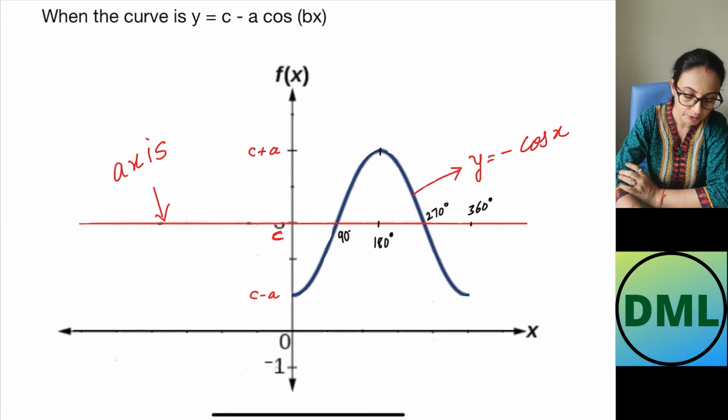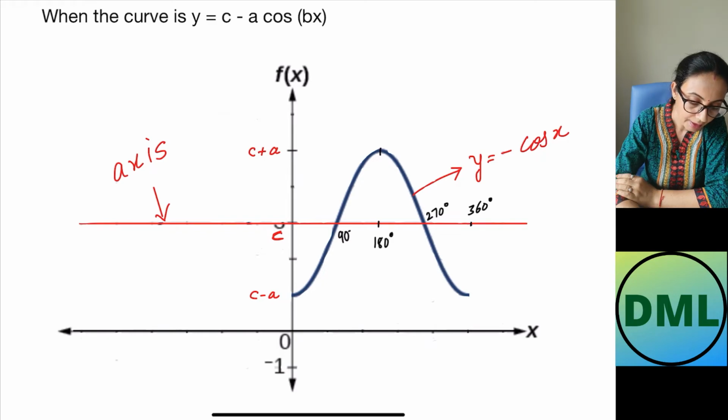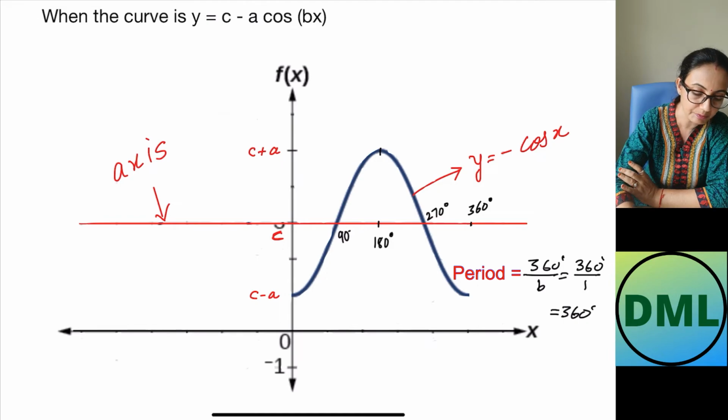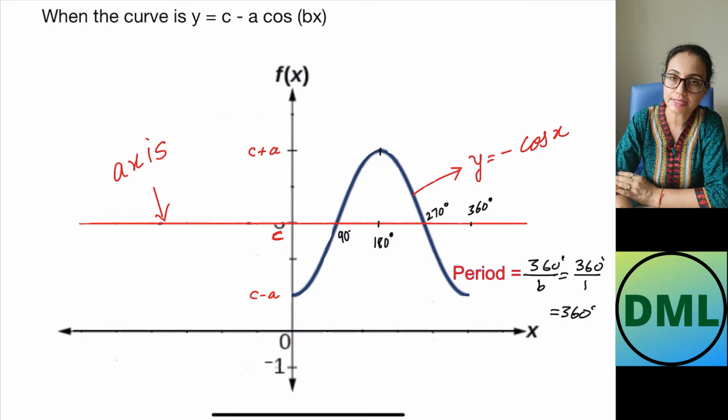A is my amplitude. From the axis it will go A units above the axis and A units below the axis. So the value at the top will be C plus A and the value at the bottom will be C minus A. And B will show the period. As you can see from here, my curve starts from here. It will go up and it will go down and one cycle completes in 360 degree. The period will be given by 360 degree over B, which is equal to 360 degree over 1, which is equal to 360 degree. That means my one cycle completes in 360 degree.